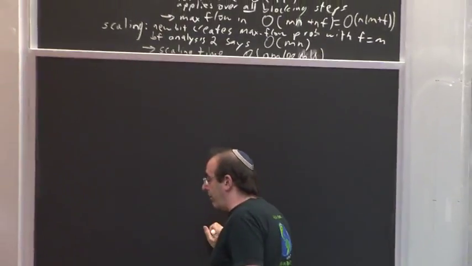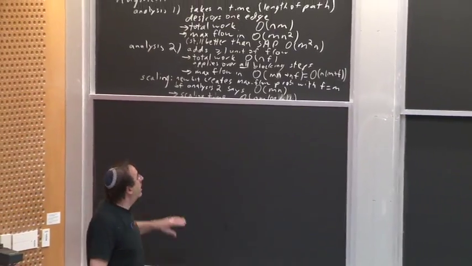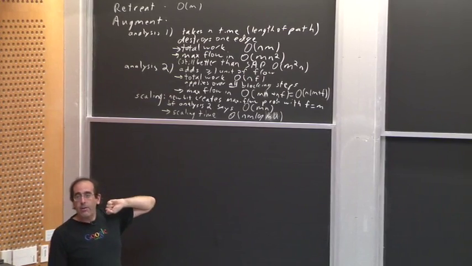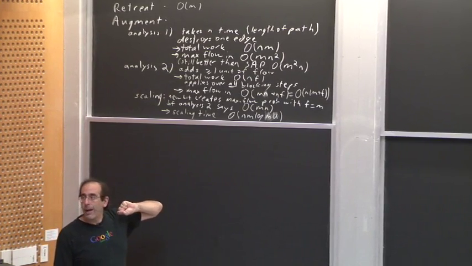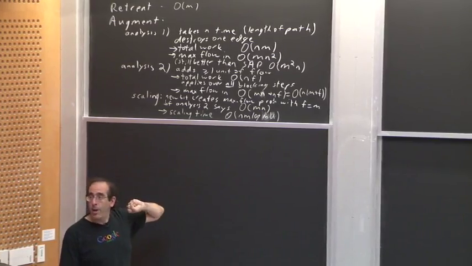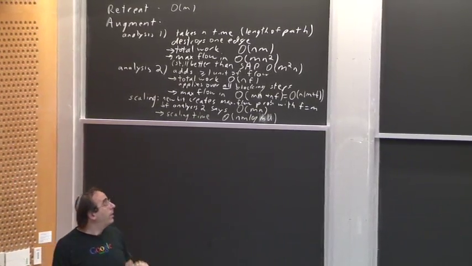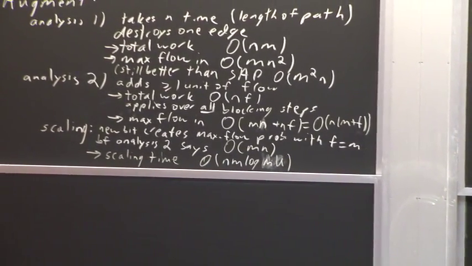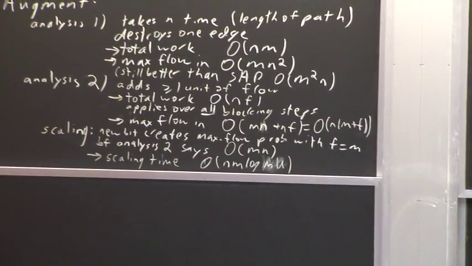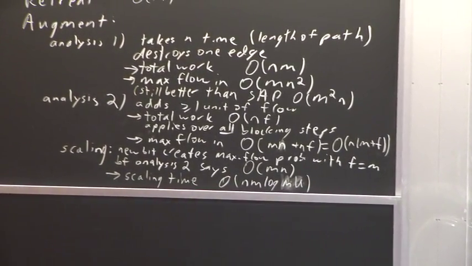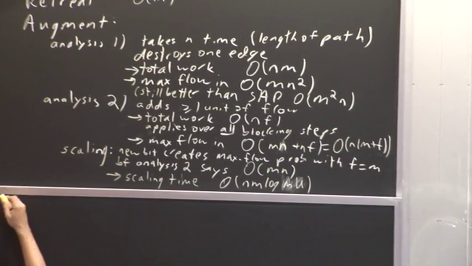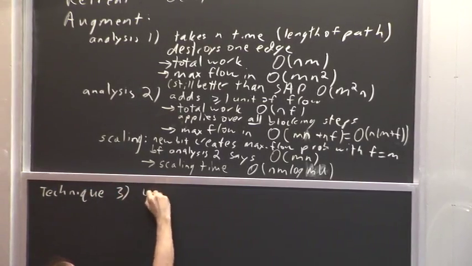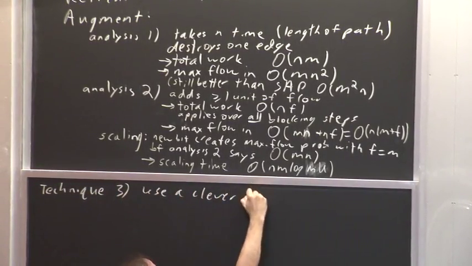Now, this is not the end of the story for max flow. We could say, is it possible to have everything? So you'll notice that the scaling bound is better than the strongly polynomial bound, right? The scaling bound looks kind of like nm, as opposed to the strongly polynomial bound of n squared m, right? So do we have to sacrifice a factor of n in order to get a strongly polynomial bound? The answer is no. So I won't call this an analysis, but technique number 3 is to use a clever data structure.